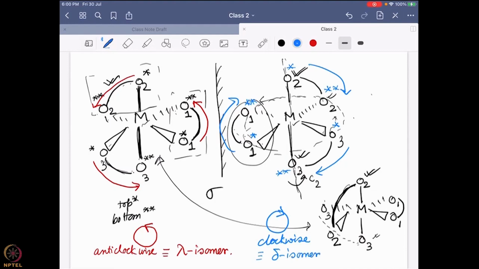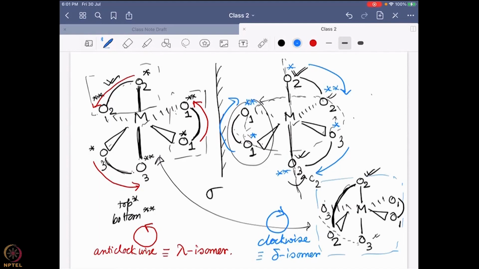Generally, to understand which is lambda and which is delta, try to put the molecule in an orientation that is easier for you. For example, if you get a particular orientation, it is the same molecule, but it may be a little difficult to work out delta or lambda. So put it in an orientation where you can easily find which is top and which is bottom, and then figure it out. With respect to that, you can find out which is the lambda and which is the delta isomer.